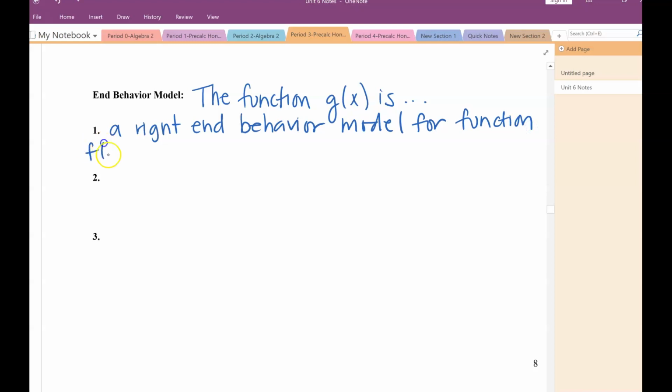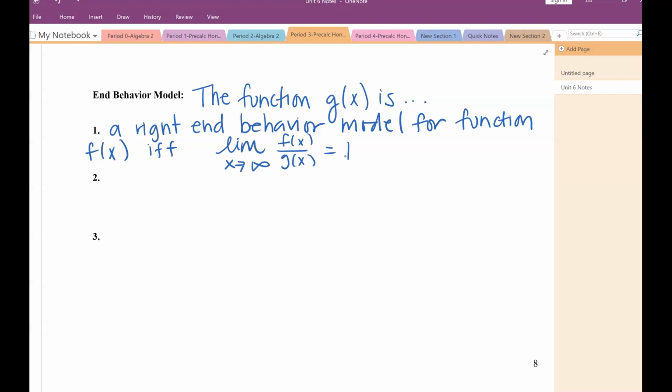f of x if and only if the limit as x approaches positive infinity of f of x divided by g of x equals 1. Okay. So g of x is a right end behavior model for f if when we take the original divided by g of x, it equals 1.